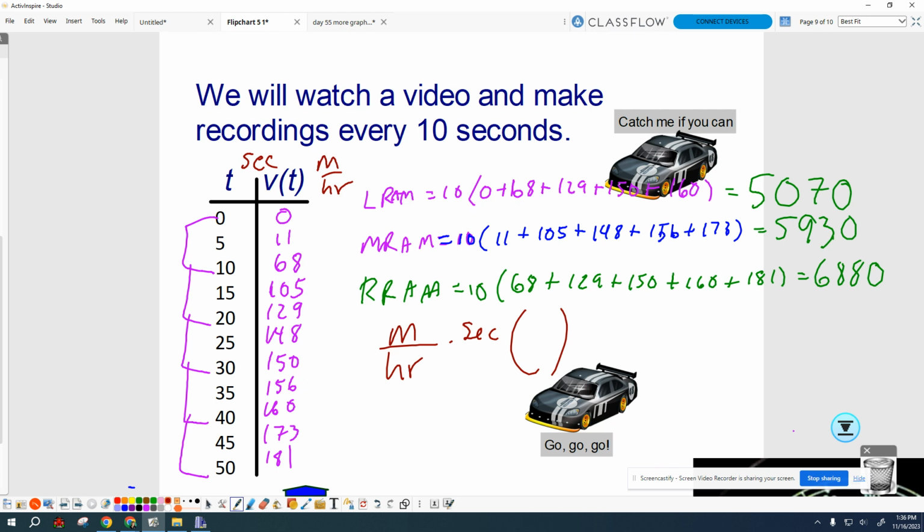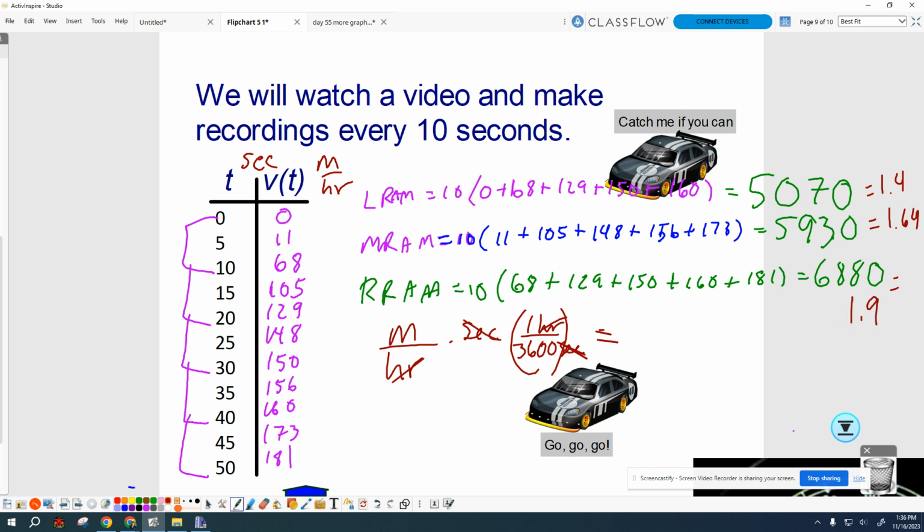Jan, what do I need to do? You have to divide by 3,600, because in 1 hour, there's 3,600 seconds. So then hours cancels with hours, seconds cancels with seconds, and then you end up with miles. So 1.4 is LRAM. 1.64. Might have been 1.4 miles. 1.91.